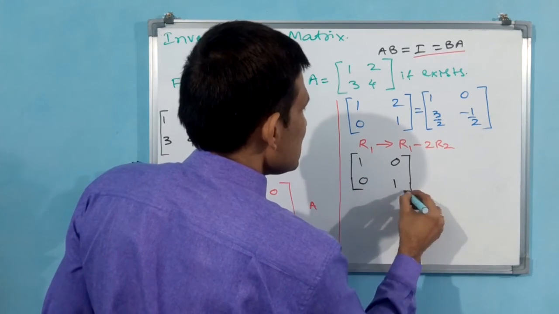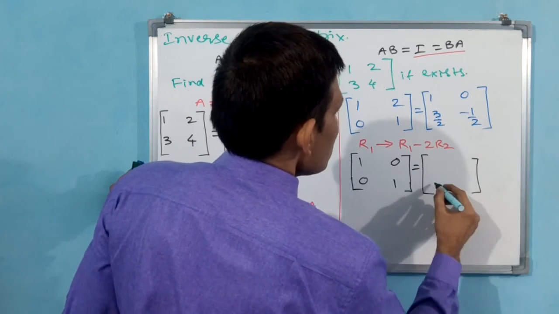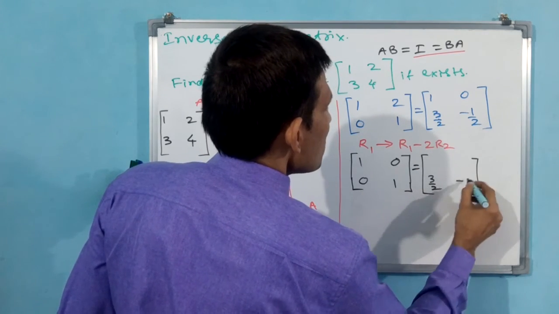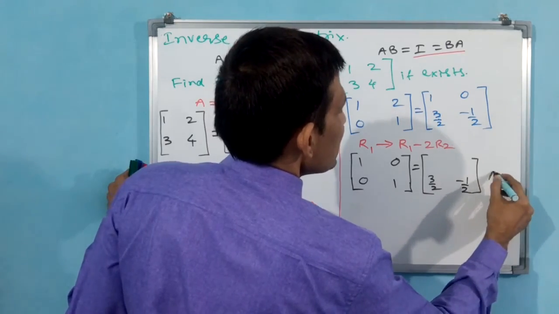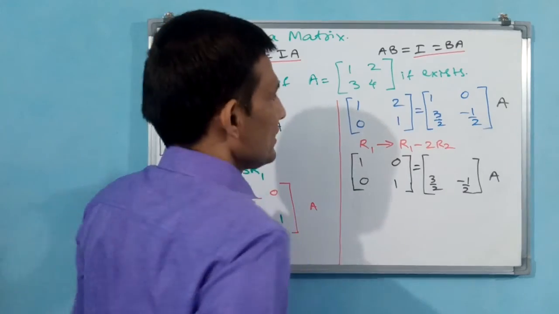That is equal to. Here also simply you copy 3 by 2 minus 1 by 2 like this only, and A also. A you have to write into A.